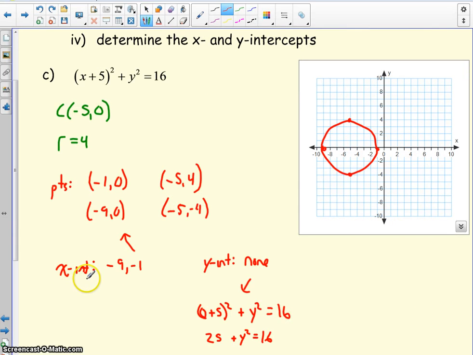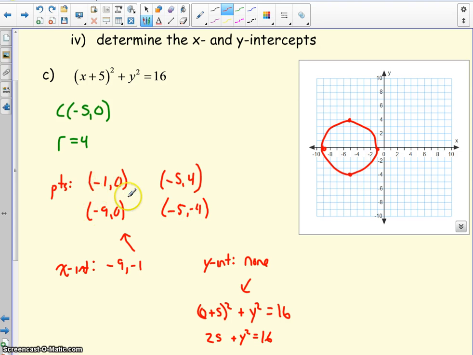Okay, so you can take a minute here and check your answers. So I got for the third one a center at negative 5, 0, and a radius, because r squared equals 16, r equals 4. Because my radius was 4, I found other key points by adding or subtracting that radius to the x and y values of the center. So that means I got points at negative 1, 0, negative 9, 0, negative 5, 4, and negative 5, negative 4.